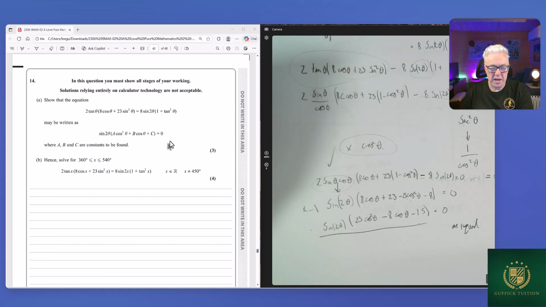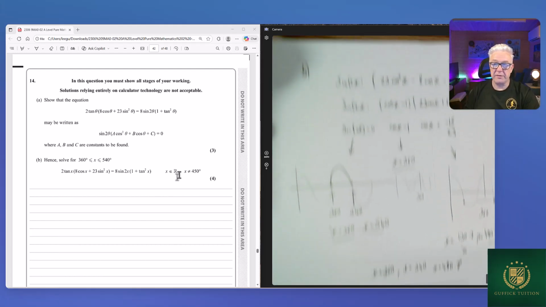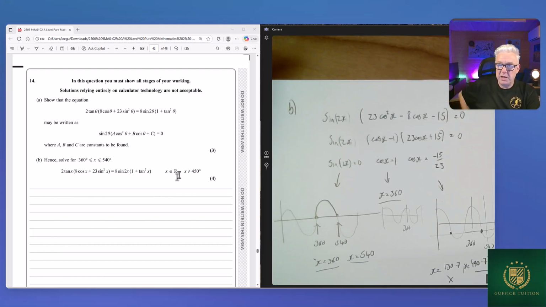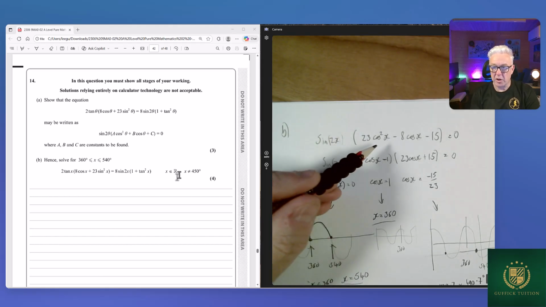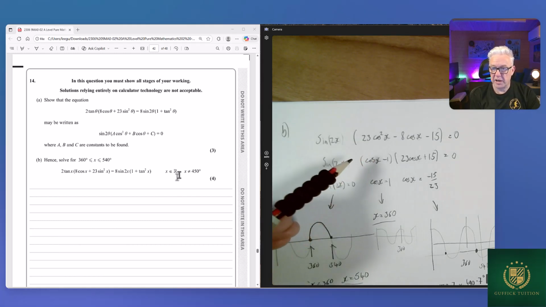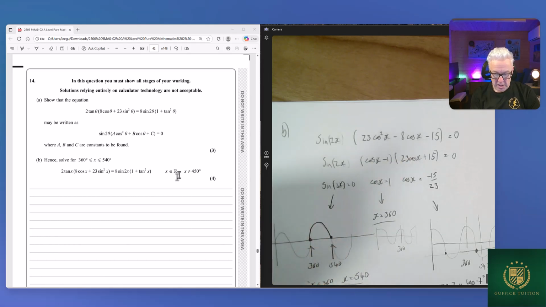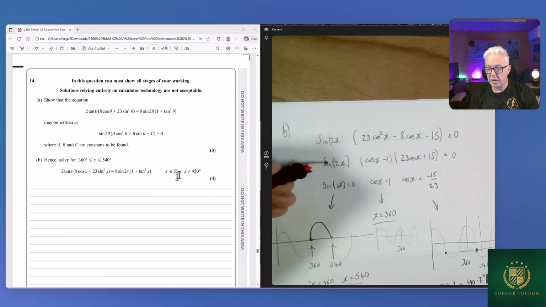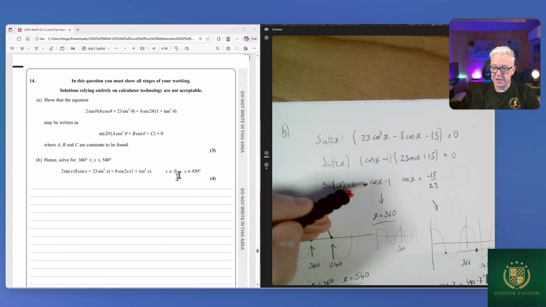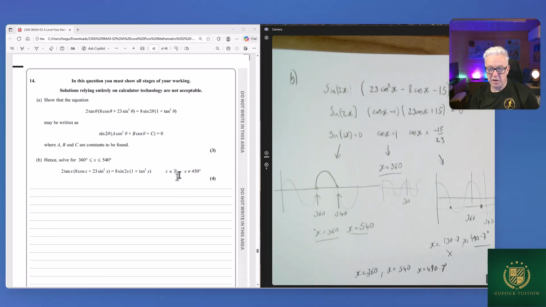That was pretty tricky, but it is the second to last question in the paper. Now part B, it says hence solve that equation in the interval 360 to 540. Well, rather conveniently, when we put in this 23 cos squared x minus 8 cos x minus 15 into our calculator, it turns out that it does actually factorize, which is kind of nice. So we just need to solve sine 2x equals 0, cos x equals 1, or cos x equals minus 15 over 23. So let's have a look at all of those.